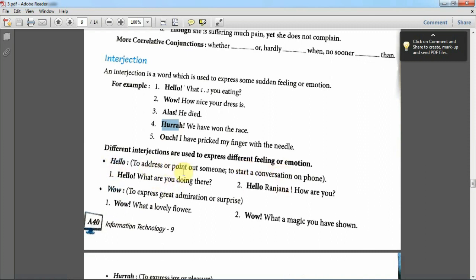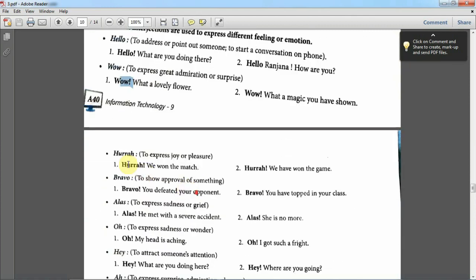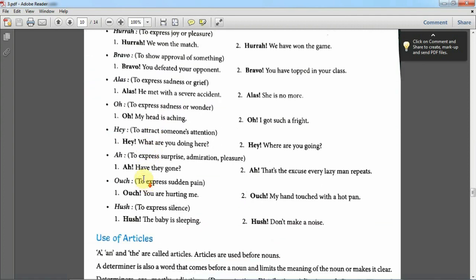Here, hello, to address or point out someone, to start a conversation on a phone. When you call someone on the phone, we generally start with hello. So hello is an interjection. Wow, to express great admiration or surprise, we use wow. Then hurrah, hooray, to express joy or pleasure. If we win a match, then hooray, we won the match. Then to show approval to someone, bravo, you defeated your opponent, bravo, you have done well. So these are some examples of interjection.